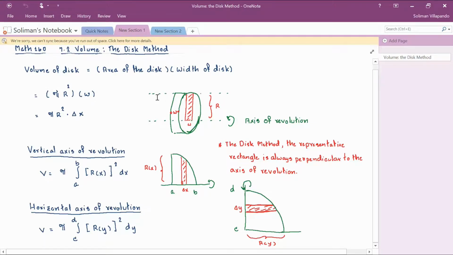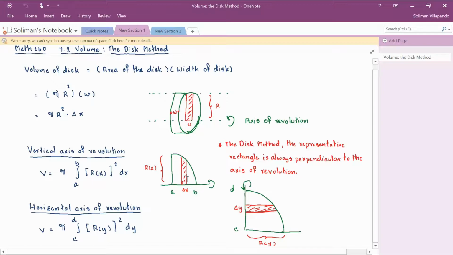The volume by the disk method is the area of the disk. As you can see, the area of the disk is a circle, so the area of the disk will be pi r squared times the width. The width of the disk here is W, or delta x, if the axis of revolution is on the x-axis.